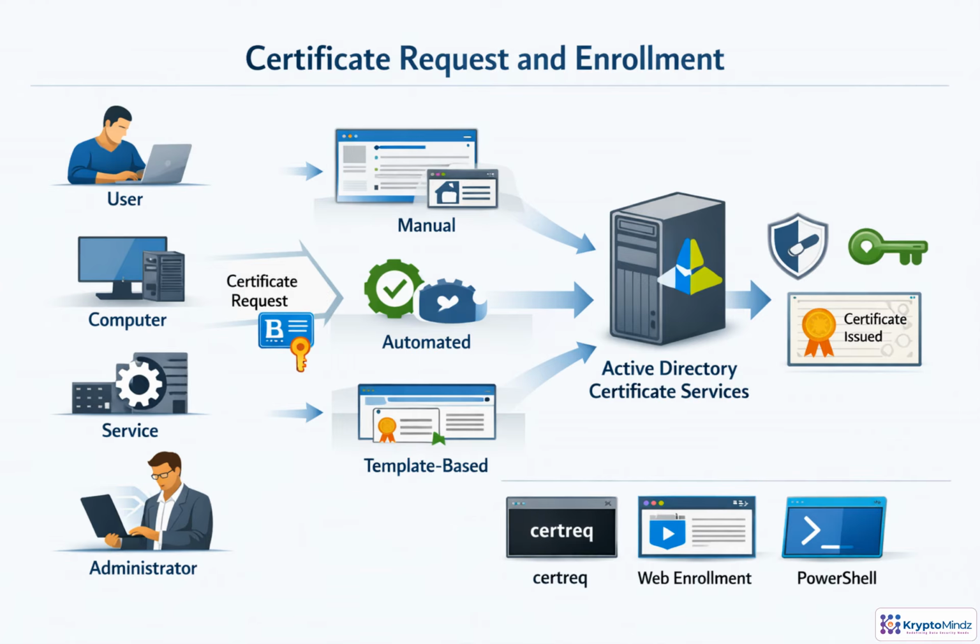Every certificate starts with a request from a user, device, service, or admin. That request includes identity details and a public key, while the matching private key stays safely with the requester. Active Directory Certificate Services receives the request, checks it against the appropriate certificate template, and determines whether it's allowed. Requests can be submitted manually, through auto-enrollment, or using tools like Certreq and PowerShell. If policy is satisfied, the CA issues the certificate back to the requester.